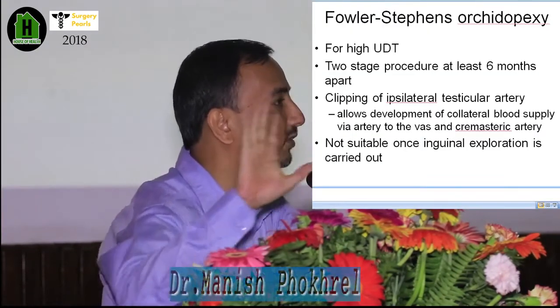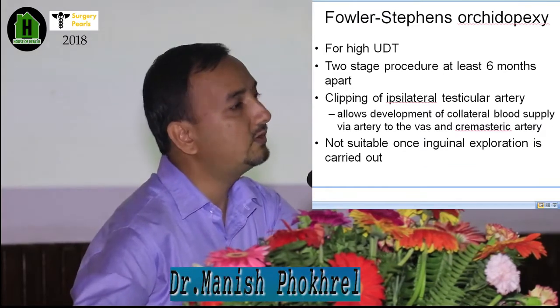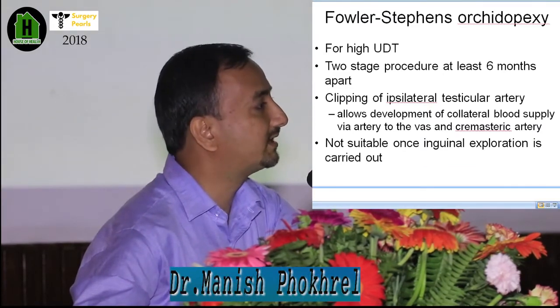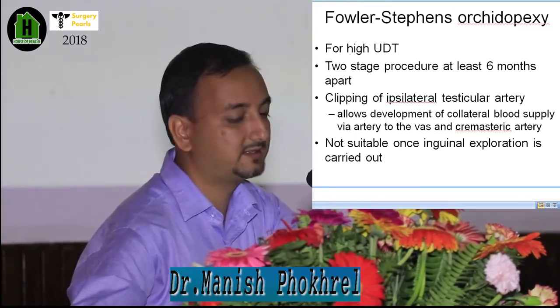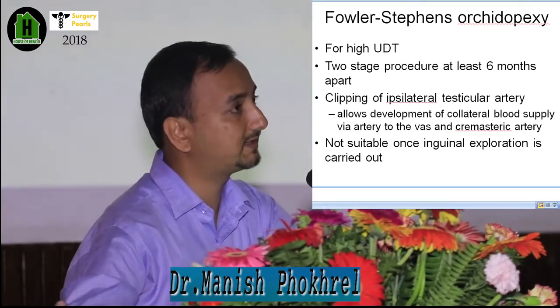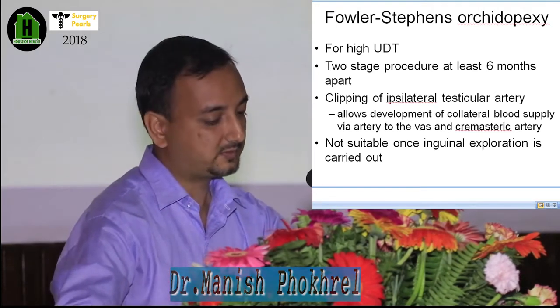So when it is an intra-abdominal testis, you know that the cord length is not going to be adequate to place it into the scrotum. So in that case, we do a 2-stage procedure that is called a Fowler-Stephens orchidopexy. It is especially reserved for high undescended testis. The 2 stages are placed about 6 months apart.